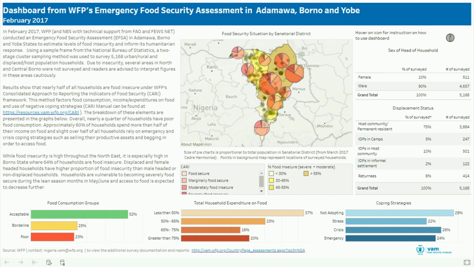Another question that we need to answer as part of VAM is, where are they located? So this brings us to the panel in the middle where we have the map. So this highlights the areas where the population is most food insecure. So having this visual way, this spatial way of showing where our beneficiaries are really helps us to target physically where to send assistance.